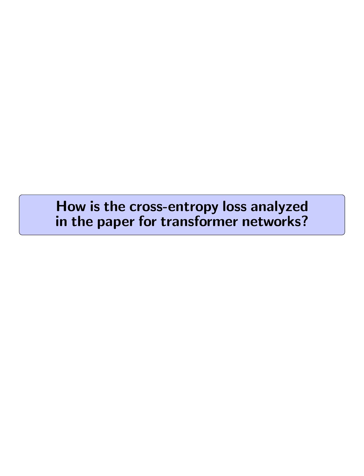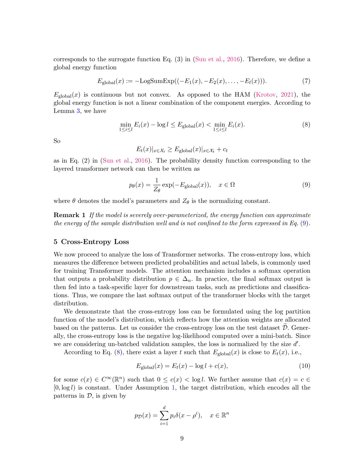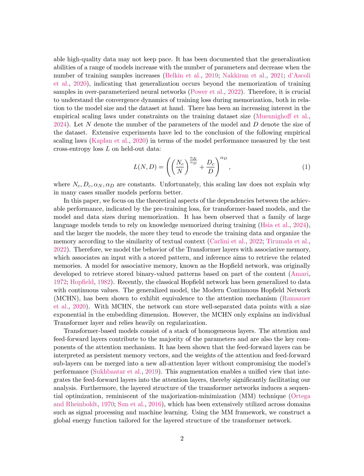How is the cross-entropy loss analyzed in the paper for transformer networks? The cross-entropy loss in the paper for transformer networks is analyzed by considering the difference between predicted probabilities and actual labels, commonly used for training transformer models. The attention mechanism in the transformer includes a softmax operation that outputs a probability distribution. The cross-entropy loss is formulated using the log partition function of the model's distribution, reflecting how attention weights are allocated based on patterns. The loss is normalized by the size of the dataset.